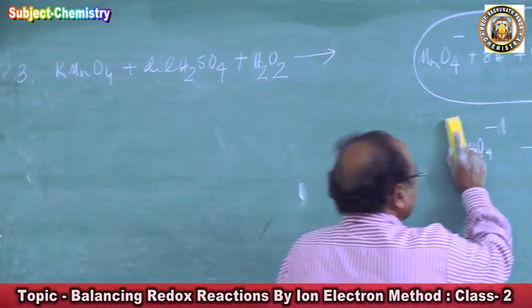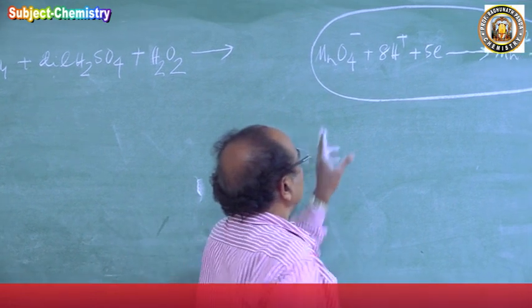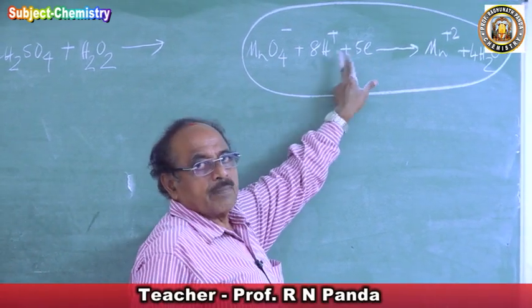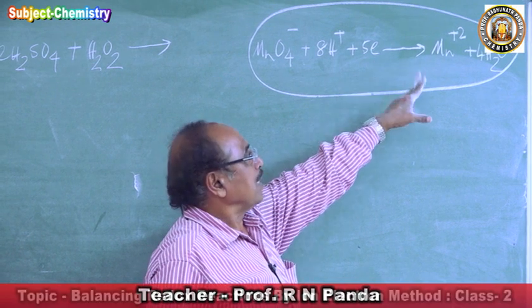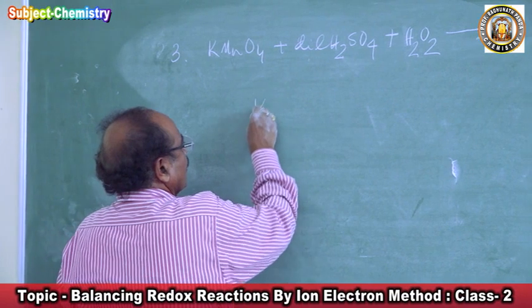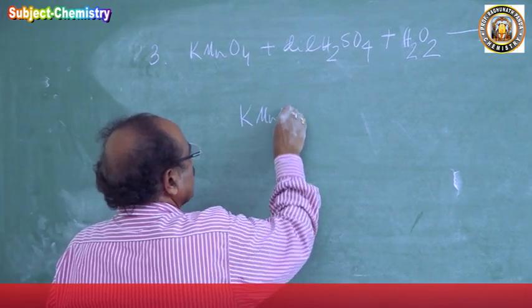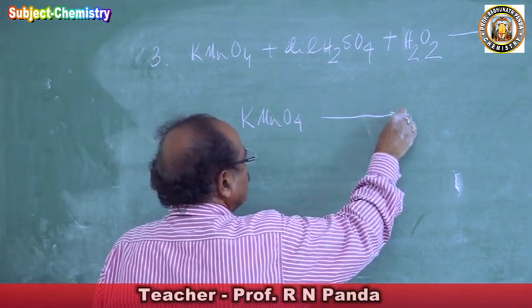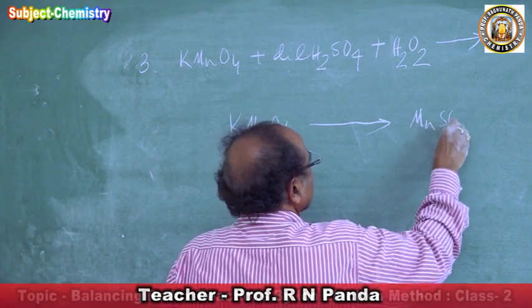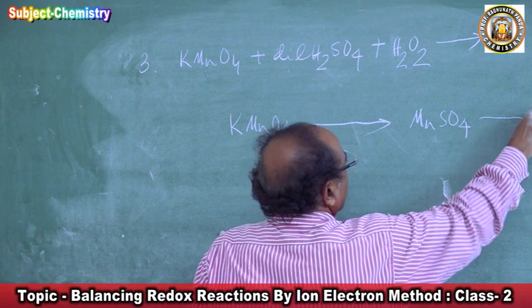So what is the standard equation for potassium permanganate? In acid medium, MnO4 minus plus 8H plus plus 5e gives me Mn2 plus plus 4 water. Find out the oxidized and reduced state of the ionic form. So KMnO4 is forming MnSO4. This is one equation for potassium permanganate.